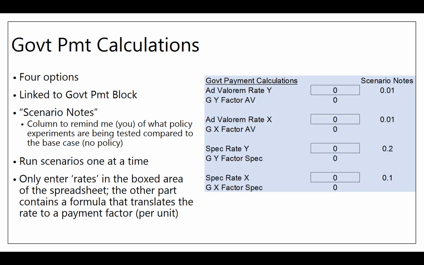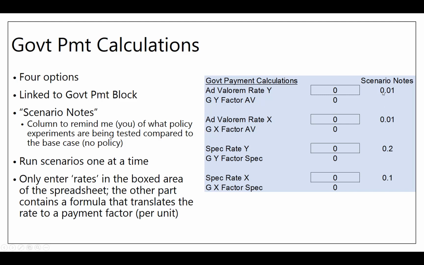Okay, and so that's what we have for our government payment calculations down here. The government payment block links down to these, right? We have the government payment factor on output that's ad valorem, on input that's ad valorem, and then the specific rate on output and the specific rate on input. So these are four options, and there's a mistake right here. This is changed in your spreadsheet, so it should be 0.1. But the scenario notes column is just the four scenarios, so you don't have to look them up or try to remember what they are. I just type these four things in.